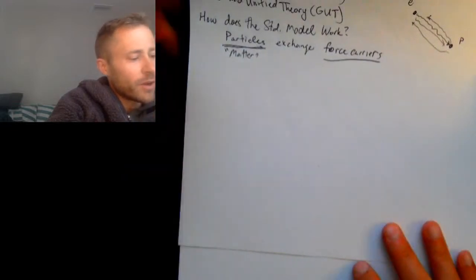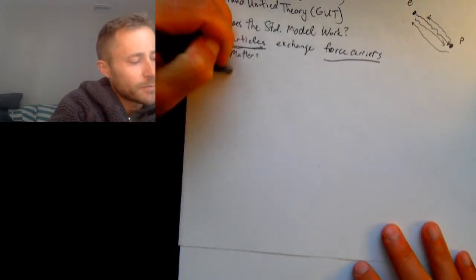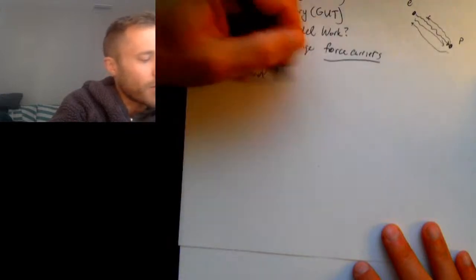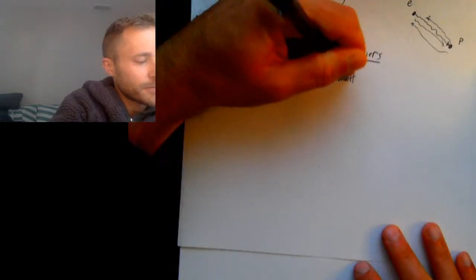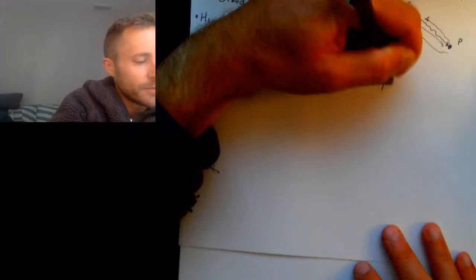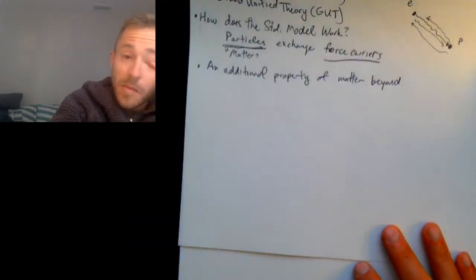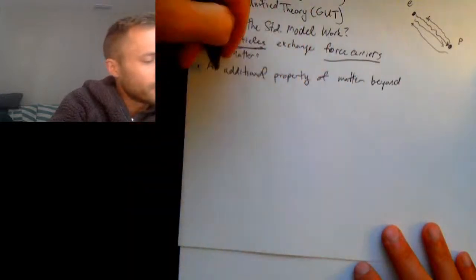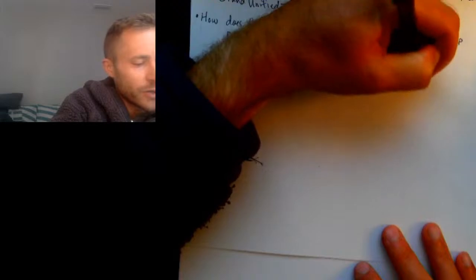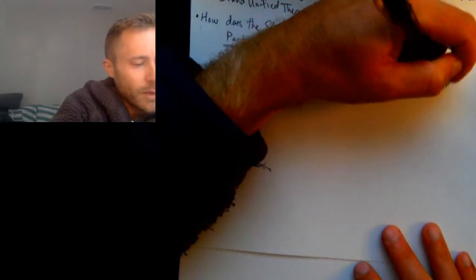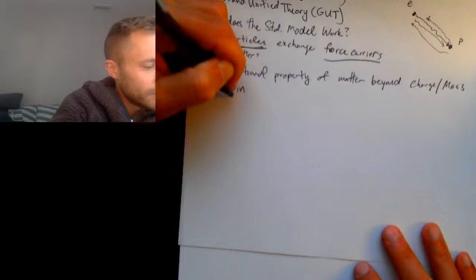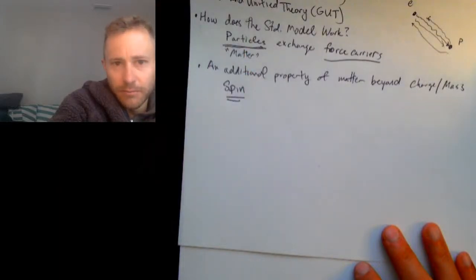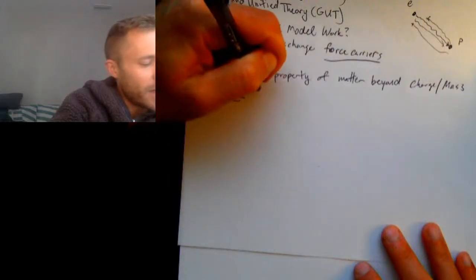The other thing I wanted to talk about is an additional property of matter beyond charge and mass, okay, which is called spin. Okay, spin, which is denoted by S.